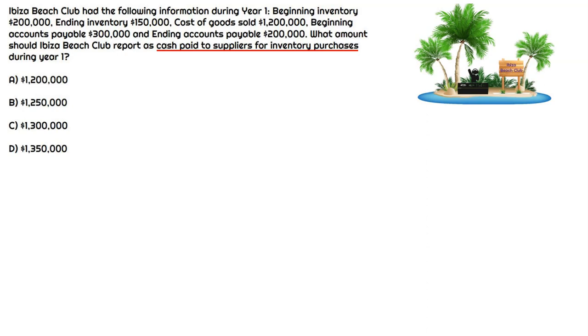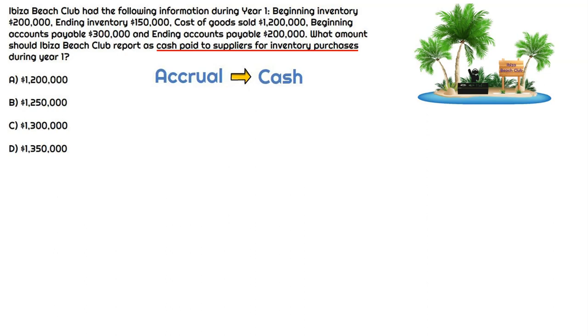So we know we need to do something on the cash basis, and if we read through it, it's giving us accrual-based items because there's beginning inventory, ending inventory, there's cost of goods sold, and then there's also accounts payable, beginning and ending balances, right? So we are going from accrual to cash. Now, when you're going from accrual to cash, or if you're going from cash to accrual, the balance sheet approach is very helpful and it simplifies this topic.